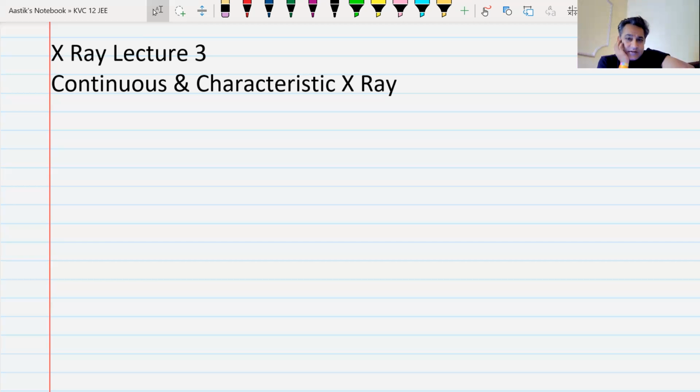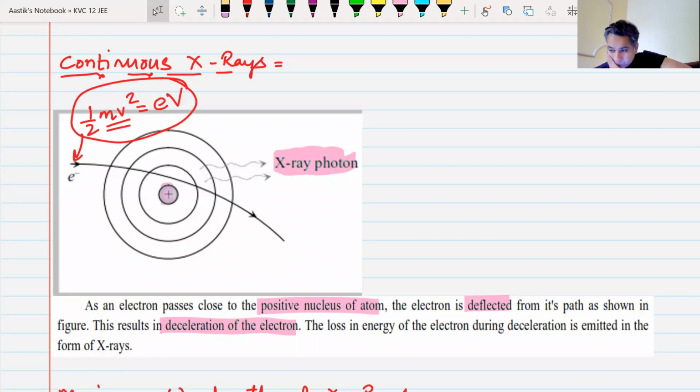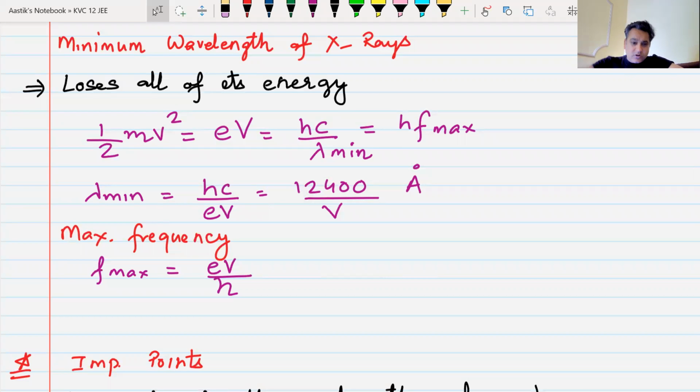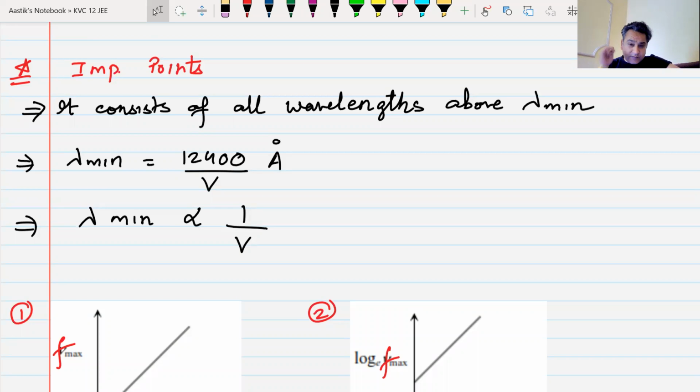What about the other? Any other X-ray that we have heard about? Continuous X-rays, and the other one is known as characteristic X-rays. So continuous X-rays, we had seen that above a certain minimum wavelength, you see all the wavelengths and it is continuous because the electron is continuously losing energy. Yes or no? Yes, sir. We saw the minimum wavelength, how we can find out this minimum wavelength.